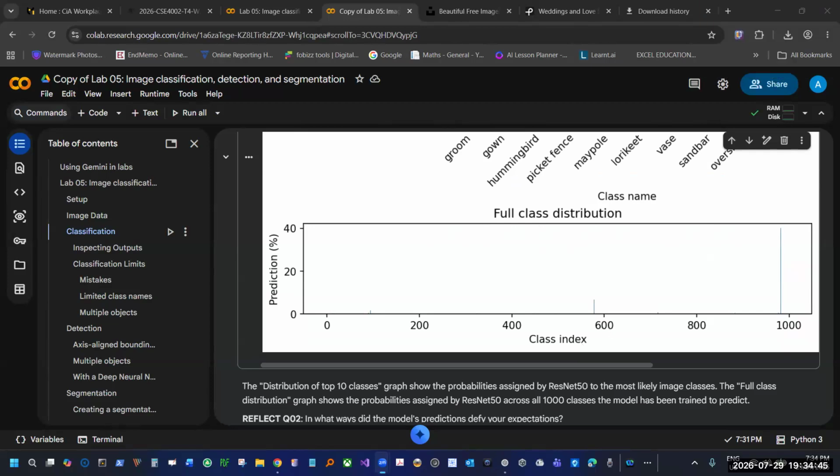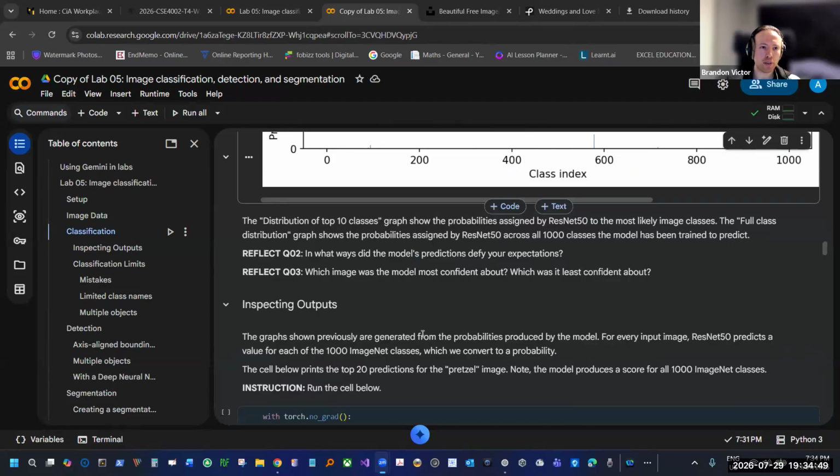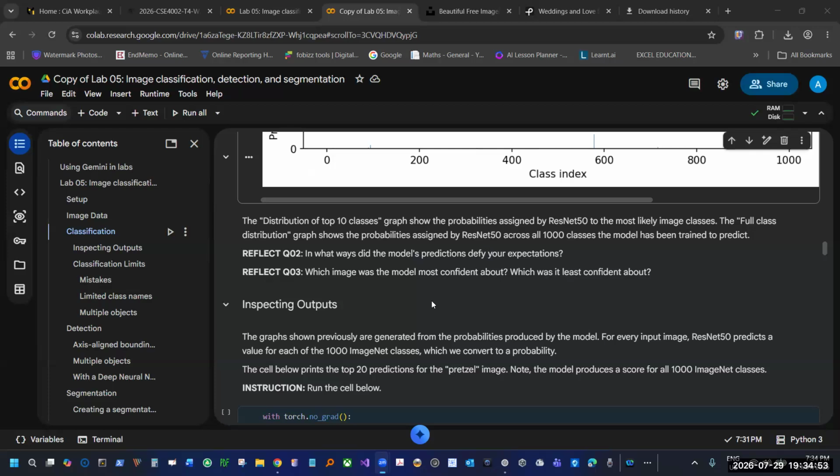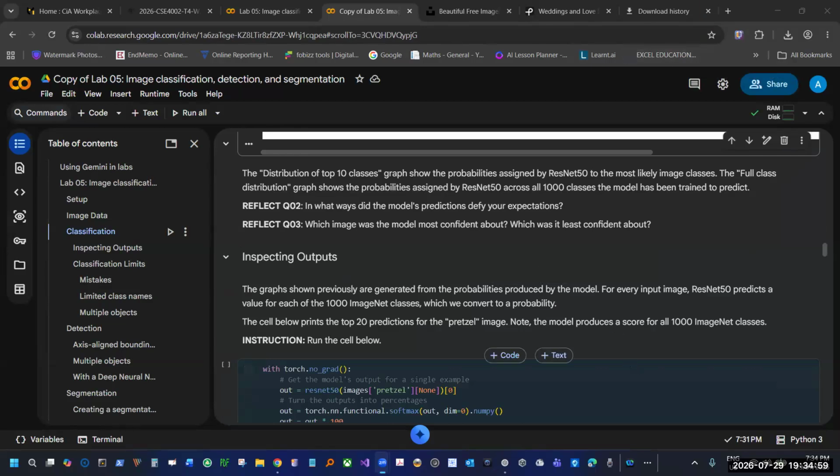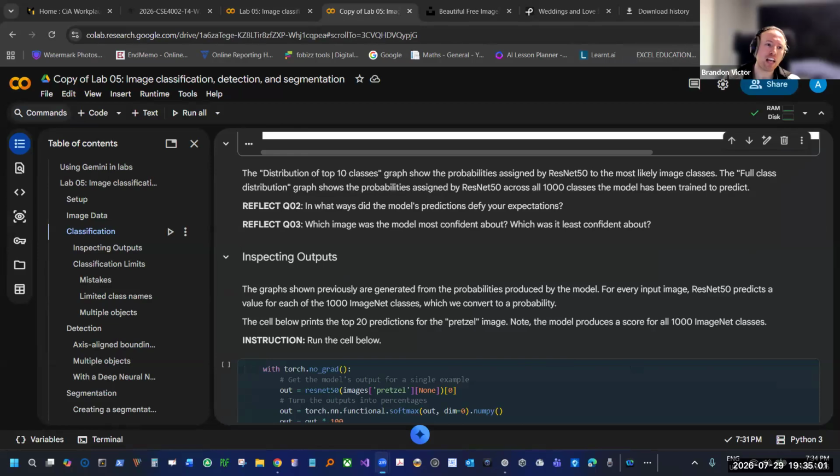How many parameters does this model have? ResNet 50, 50 billion? Oh, no, the 50 refers to how many layers. As for the number of parameters, I don't actually know. It's in the millions, millions of parameters. I don't know exactly how many.